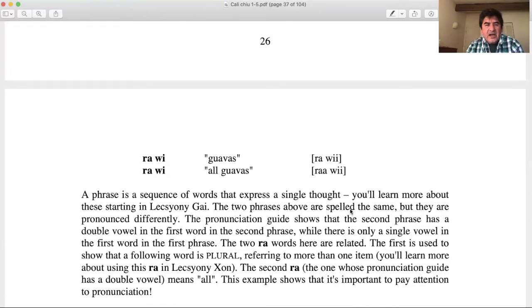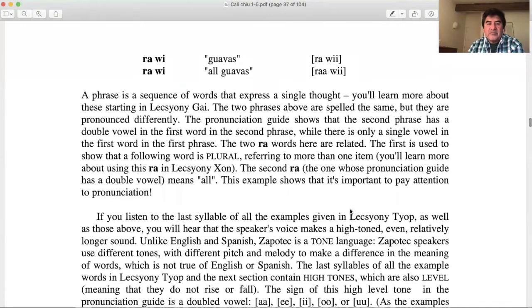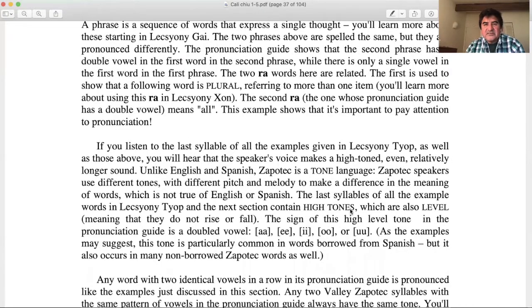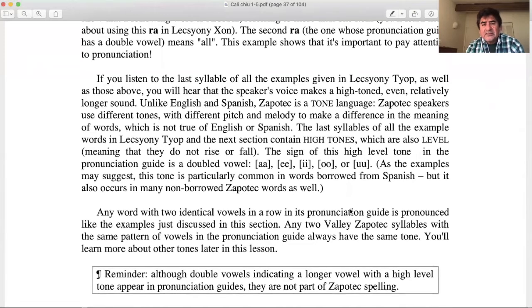I'm just going to say the words RA in the first sentence and then the second one. Ra, ra. This phrase is a sequence of words to express a single thought, so the two ra words are related. The first one is used to show that the following word is a plural. So ra makes something plural, referring to more than one item. But as you can see, they're pronounced differently. So if you just listen to the syllables in the examples in this lesson, you can begin to understand the different tones that we're going to be talking about.